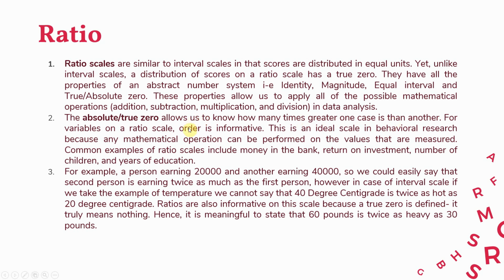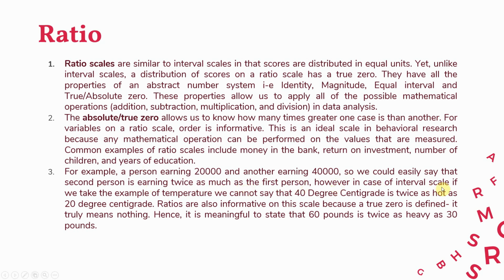For variables on ratio scale, order is informative. This is an ideal scale in behavioral research because any mathematical operation can be performed on the values that are measured. Common examples of ratio scale include money in the bank, return on investment, number of children, and years of education. For example, a person earning 20,000 and another earning 40,000. So we could easily say that the second person is earning twice as much as the first person.